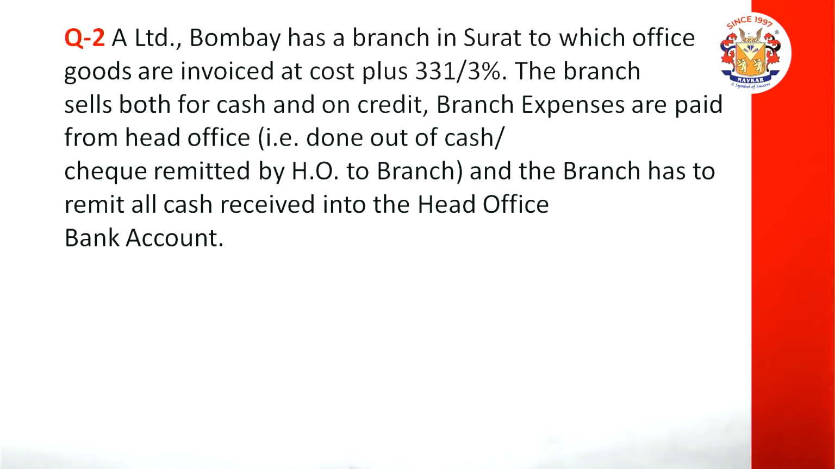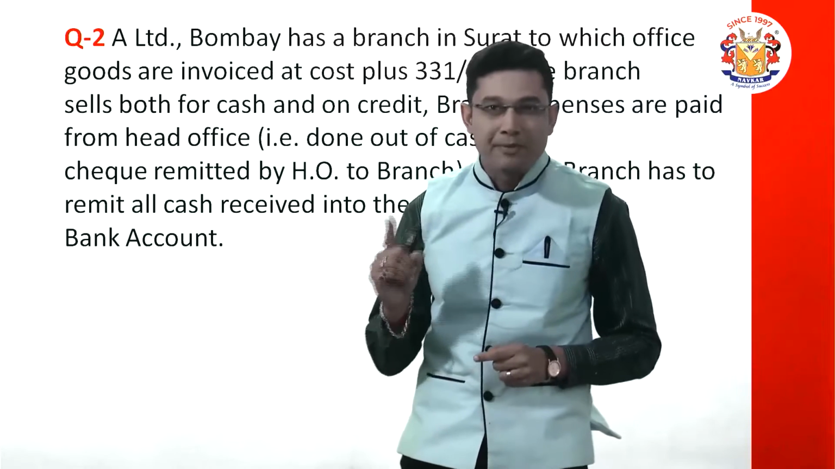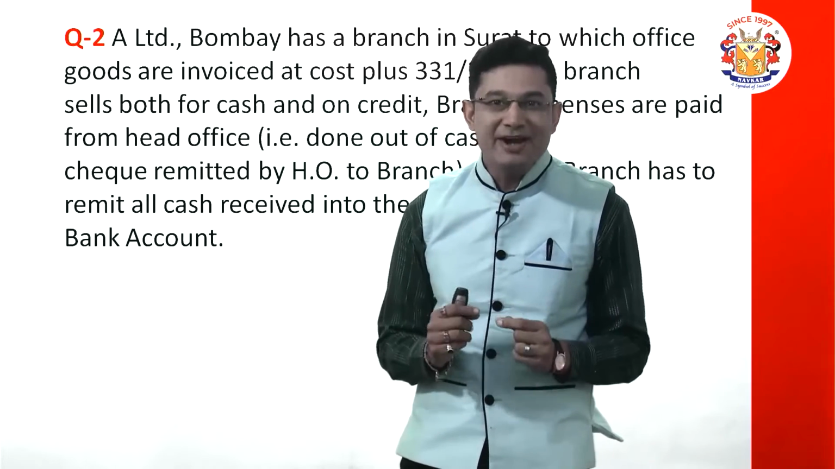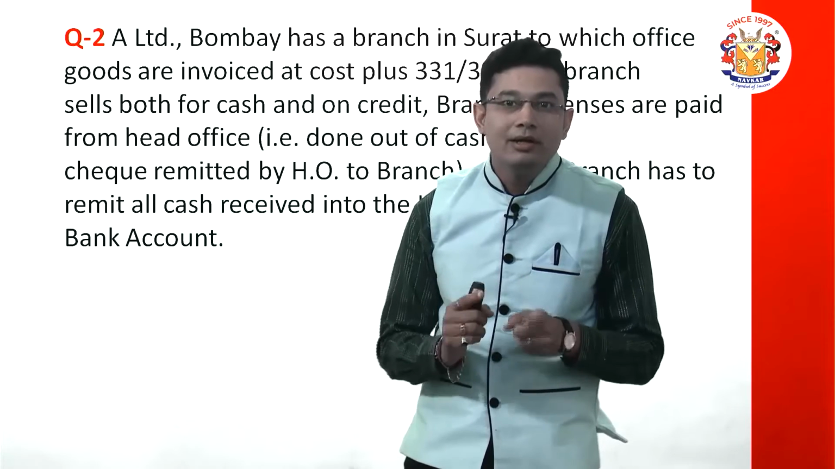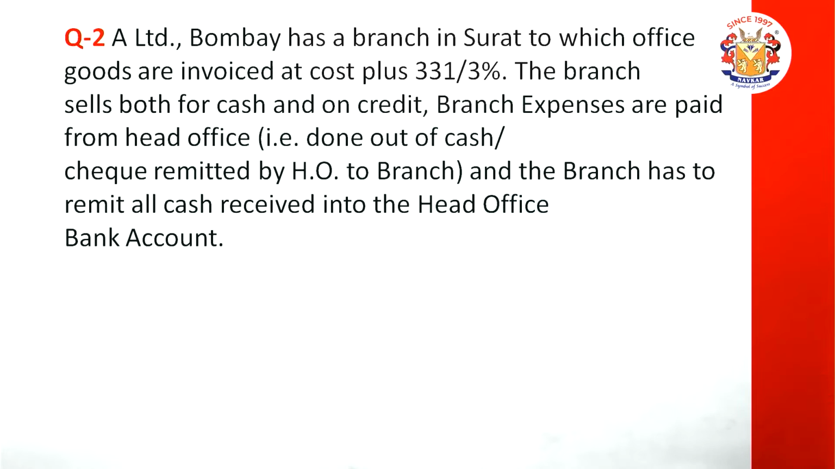Another one. Here it is given that the branch sells both for cash and on credit. Branch expenses are paid from HO, that is out of cash or cheque remitted by HO to branch. Mind well, here branch expenses are paid by HO but indirectly. Next one. And the branch has to remit all cash received into the HO, means head office, bank account.